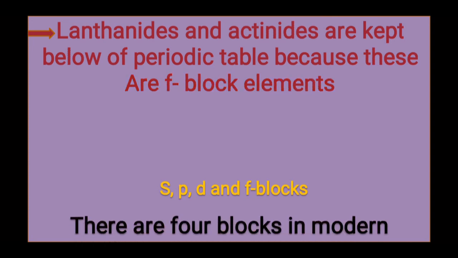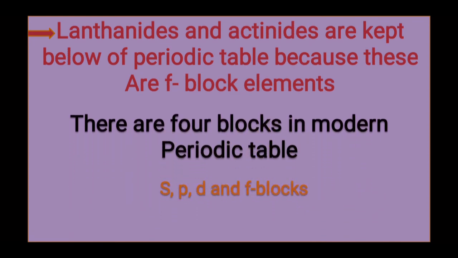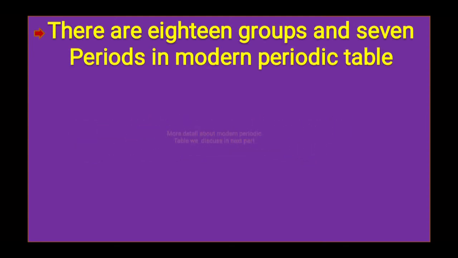There are 4 blocks in the modern periodic table. These are s, p, d and f blocks. There are 18 groups and 7 periods in the modern periodic table. More discussion about the modern periodic table will be described in the next part.